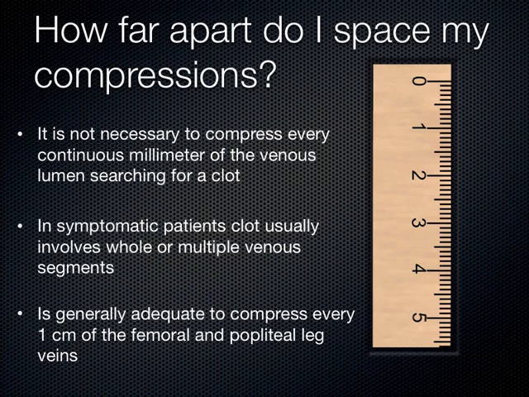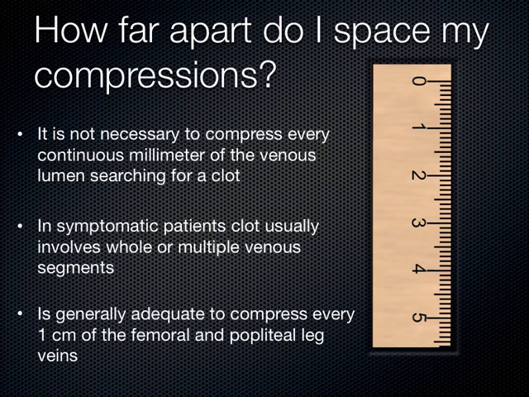So when you go down the leg, you're wondering to yourself, how far apart do I space my compressions? Do I go every single millimeter, or is it okay to skip a centimeter? It turns out it's okay to skip and just do 1 centimeter increments going down the leg. So I start really high up in the inguinal region, at the inguinal canal, as high as I can, where the saphenous vein dumps in, and then I compress and I do 1 centimeter increments down the leg until basically I'm about halfway down the leg, or until I lose sight of the femoral vein.